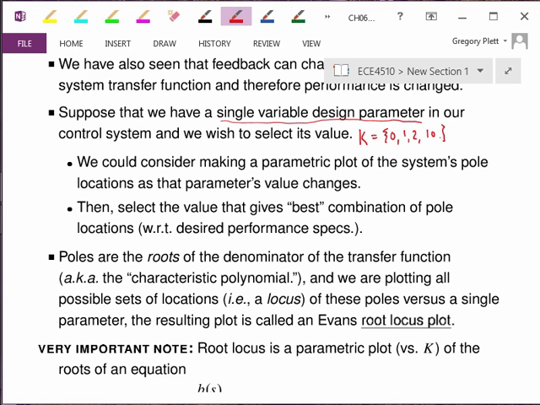Or maybe I could automate this somehow. If I'm clever with MATLAB, I can write some script that cycles through values of k in a certain range and plots the pole locations for each value. Then I could select the poles that I prefer, and find the value of k that gives me those poles, and that's my design. That's kind of the idea, except we're not going to go about it in quite such an ad hoc fashion.